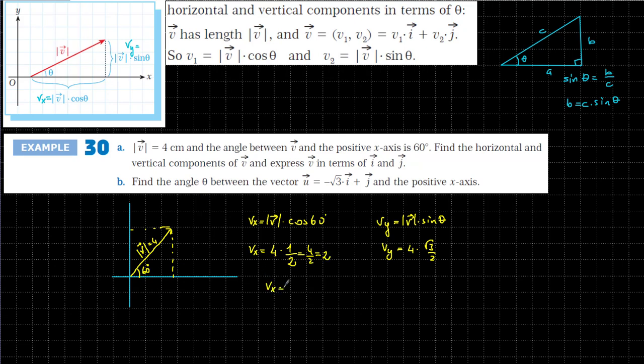Vx is equal to 2. Vy should be equal to 4 root 3 over 2, which is equal to 2 root 3. Normally v is equal to (2, 2 root 3). But if you want to mention this one in terms of i and j, it's going to be equal to 2i vector plus 2 root 3 j. Okay, this is the end of the video.